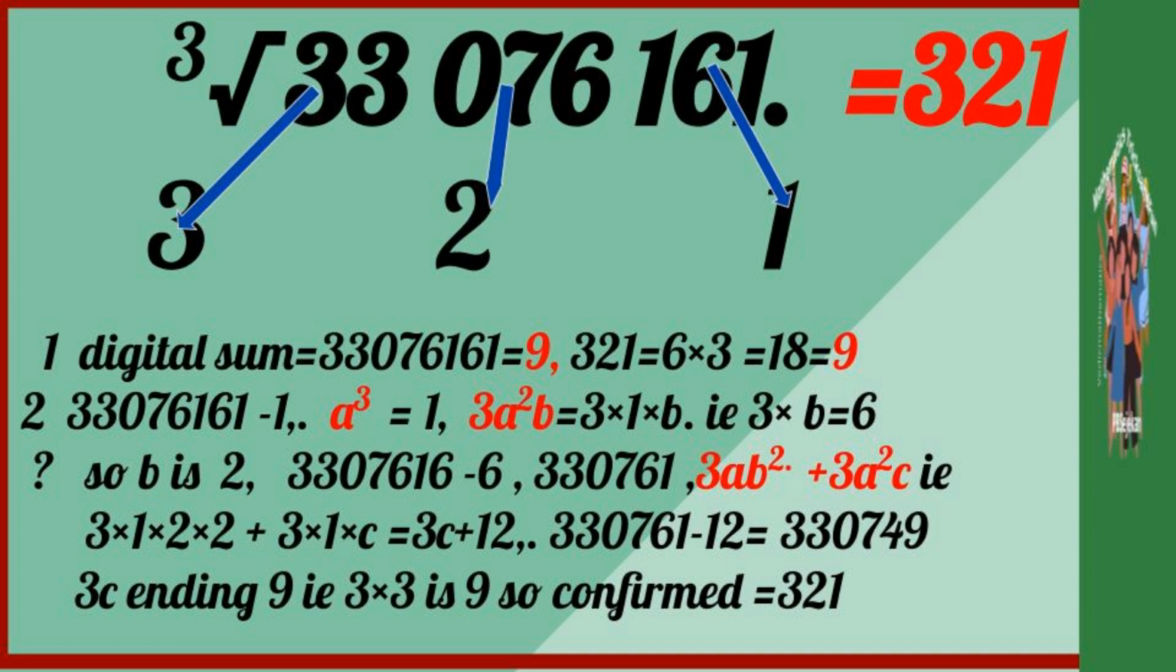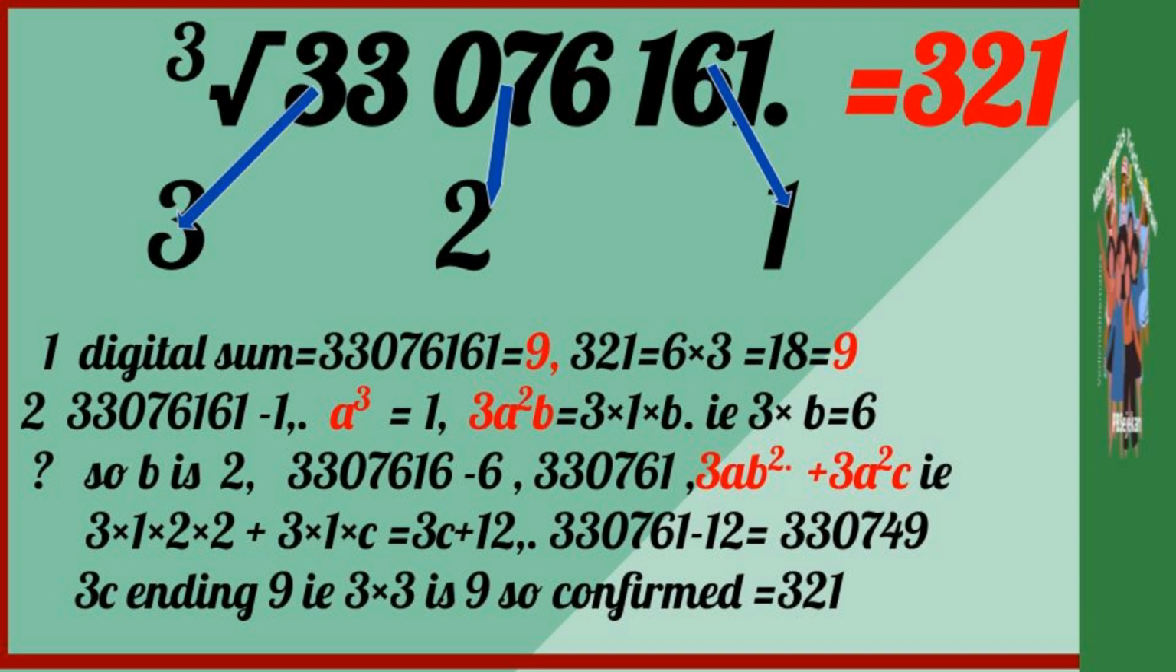Now we have to find the middle digit. First we will deduct a cubed from the whole number. Now the number ends in 6. Now 3a squared b. We have to use 3 into 1 into 1b equals 3b. Now find a number which on multiplying with 3 gives 6. That is 2. 3 twos are 6. So the middle number of the answer is 2.